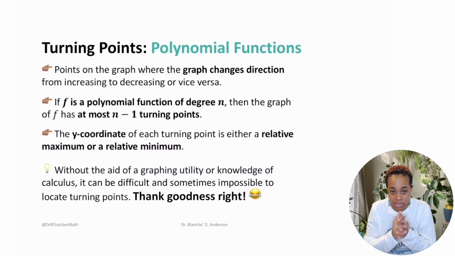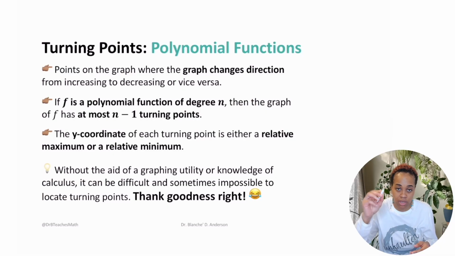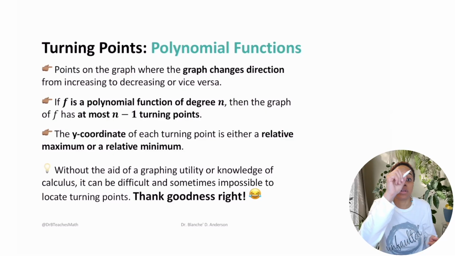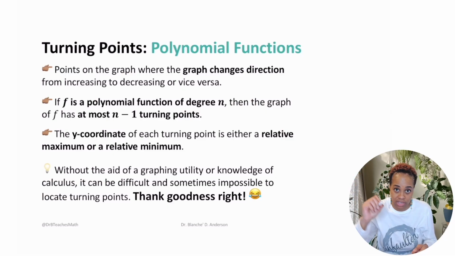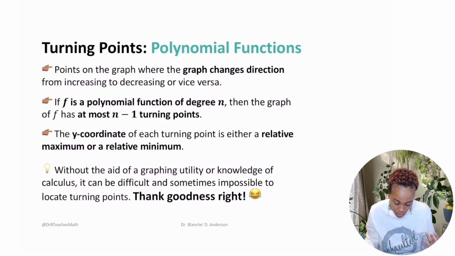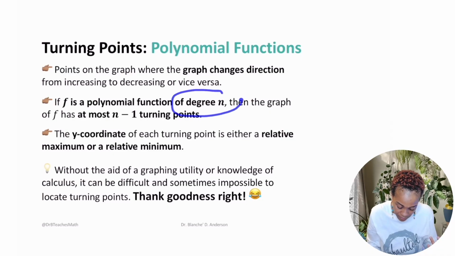So turning points on a graph, that's just where the graph changes direction. When it comes down and goes up, or when it goes up, comes back down and goes back up, like on x cubed. That's what that means. So you basically look at the degree of n.